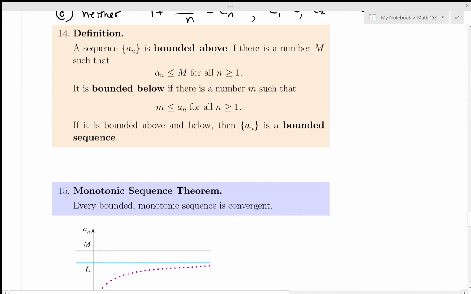Okay, so bounded above. What does it mean to be bounded above? It means that all of the numbers A in the sequence An are less than or equal to some number, not necessarily a big number, but some number, capital M. It's bounded below if you can find some number little m, such that little m is less than all of the numbers in the sequence. If it is bounded above and below, then it's a bounded sequence.